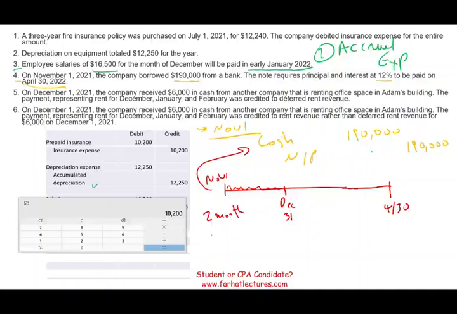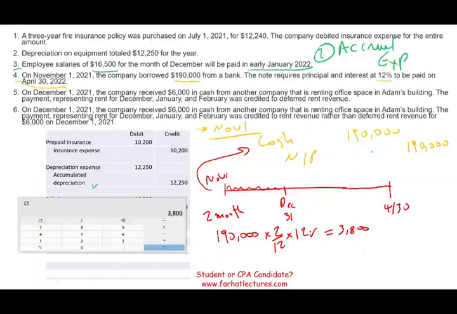Well, what we have to do is compute the interest. It's 190,000 times 2 divided by 12 times 12%. Let's do this on a calculator here. 2 divided by 12. Let's get the fraction first. Times 190,000 times 0.12, 12%, and that's 3,800. So this is the interest expense that we have to accrue.